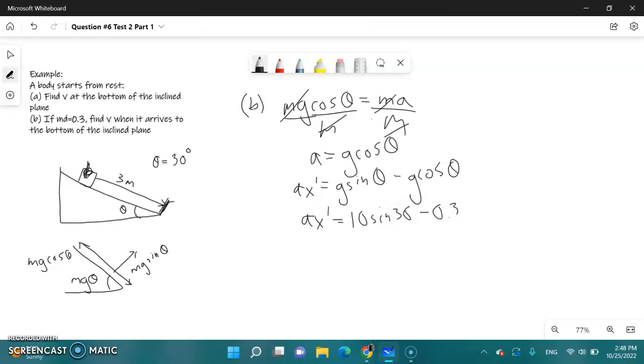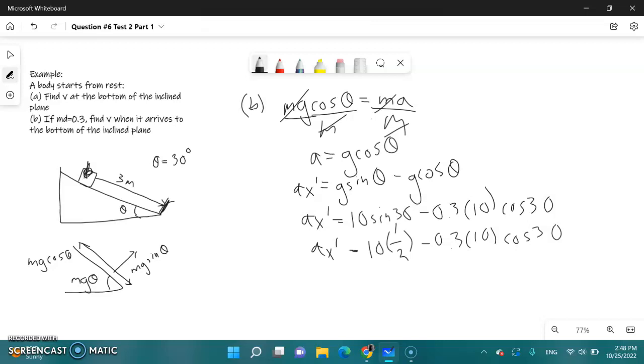cosine of theta. And then ax prime, as we can start plugging in, is 10 sine of 30 minus 0.3 times 10 times cosine of 30, of course. And so ax prime will leave us with 10 times half minus 0.3 times 10 times cosine of 30.